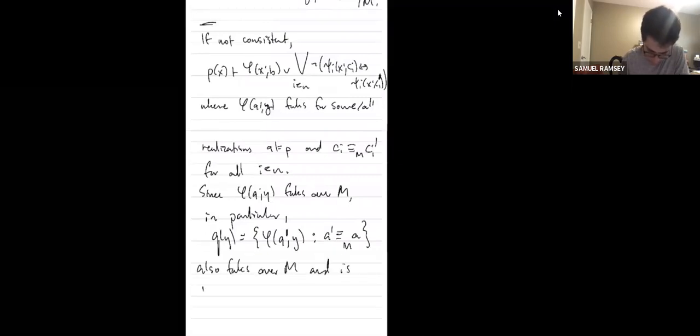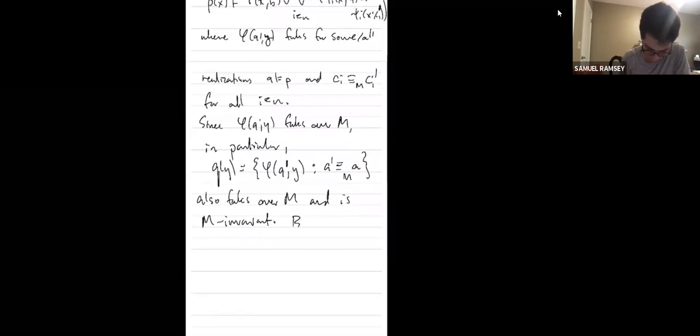And it is m-invariant. Right? I mean, all I did was I took a formula that forked and I added a whole bunch of other stuff. So of course that is still going to fork. But that implies that it's inconsistent by the corollary. We proved before that an invariant global partial type cannot fork over the set over which it's invariant. So this can't be consistent. It can't be a type.